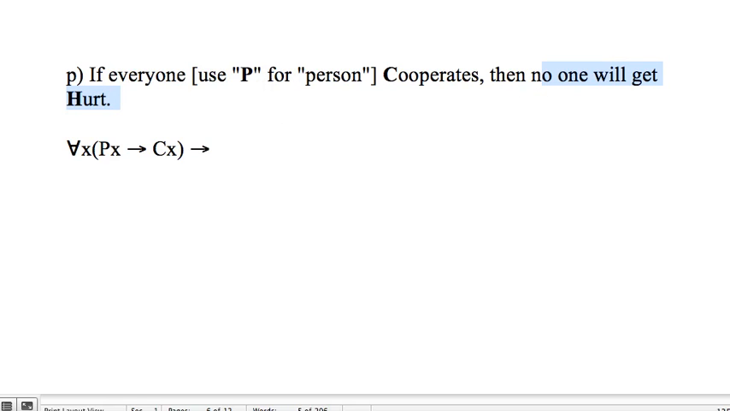No one will get hurt. How do we say no one will get hurt? Once again, it's a generalization about people. If you're a person, then you won't get hurt. So there we have it. If this is true, then this is true. If everyone cooperates, then no one will get hurt. The novelty here was that the sentence is a conditional. Its main operation is not a quantifier.